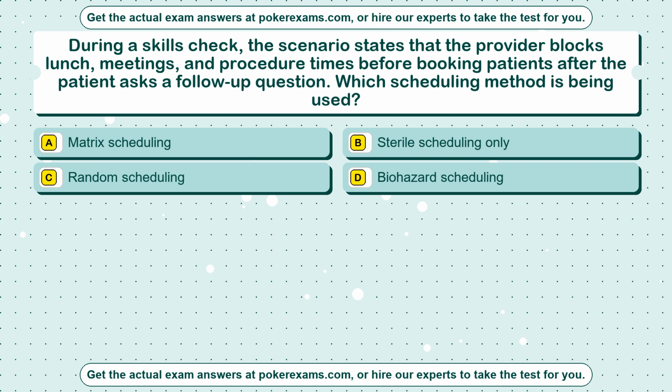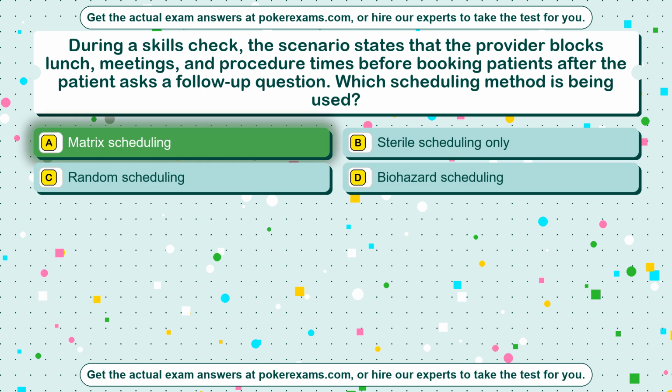Question 3. During a skills check, the scenario states that the provider blocks lunch, meetings, and procedure times before booking patients after the patient asks a follow-up question. Which scheduling method is being used? Option A. Matrix scheduling. Option B. Sterile scheduling only. Option C. Random scheduling. Option D. Biohazard scheduling.